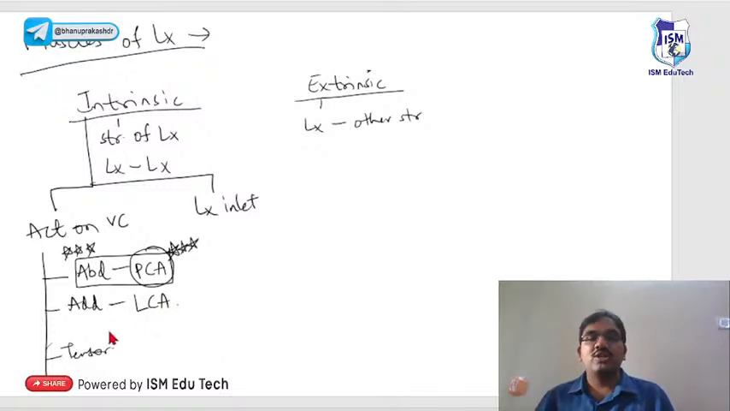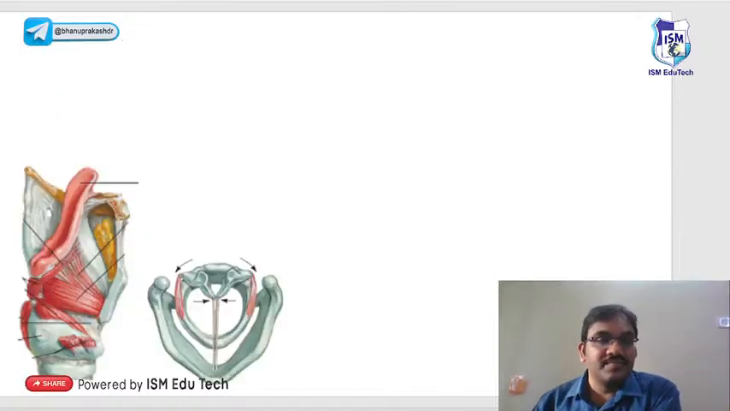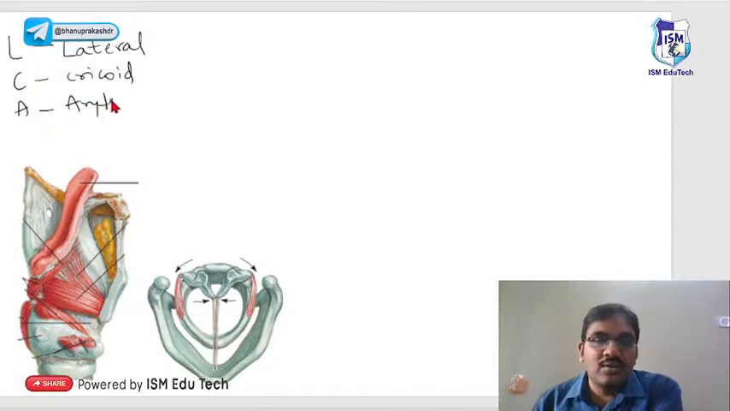This is one of the important adductors of the vocal cord, and in between the two arytenoids, you can see here, this is your lateral cricoarytenoid muscle. Again, it is lying laterally and it is attaching to the cricoid and arytenoid. That's why this muscle is named the lateral cricoarytenoid muscle. This muscle lies laterally and it attaches to the muscular process of your arytenoid and the cricoid lateral surface, right?